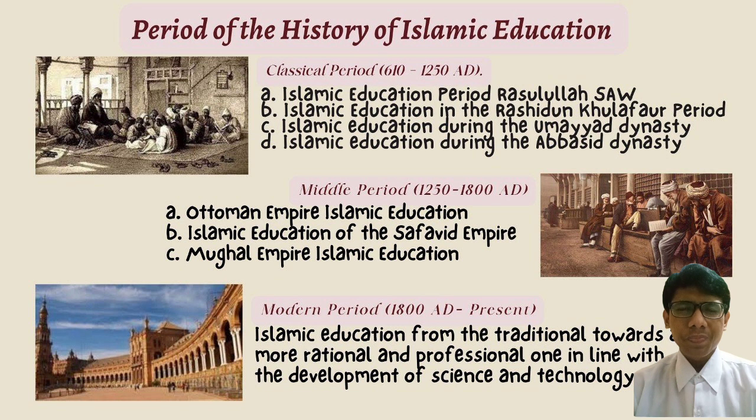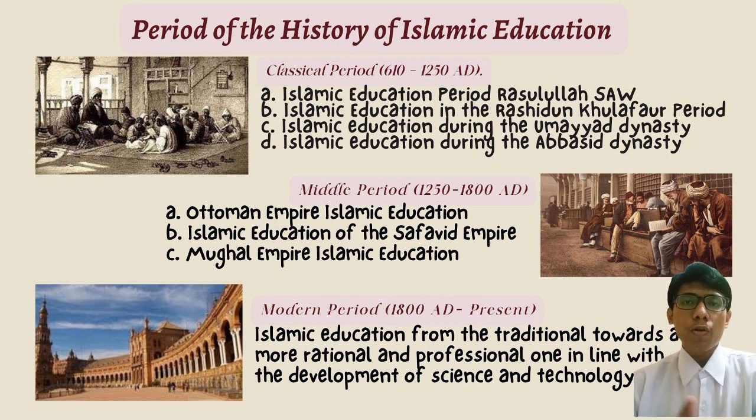This period is the modern period. After we discuss the classical period and the middle period, we now discuss the modern period. So the modern period in Islamic history starts in 1800 and continues to the present day.